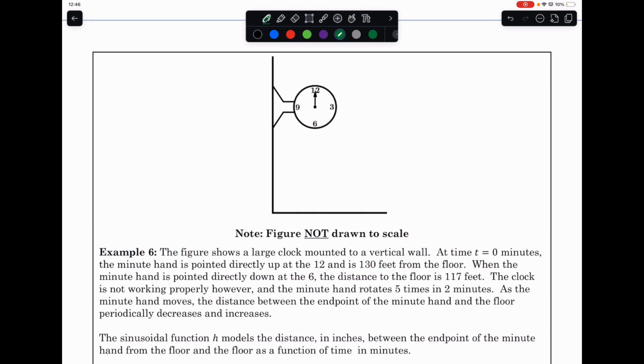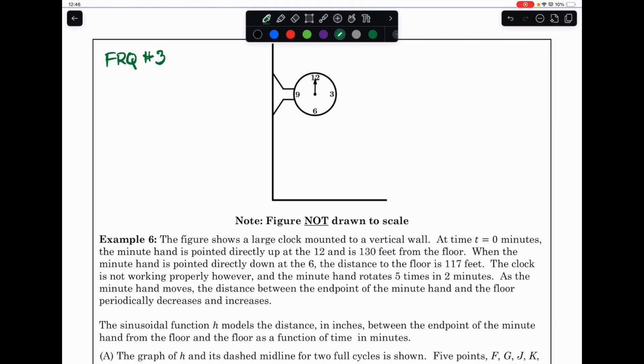Now, on to the first problem that we talked about on the free response question for the AP test, number 3. So here we have again the same scenario as before. We have this clock. The figure shows a large clock mounted to a vertical wall. At t equals 0 minutes, the minute hand is pointed directly up at the 12 and is 130 feet from the floor. So the distance from here to the floor, this distance right there, is 130.